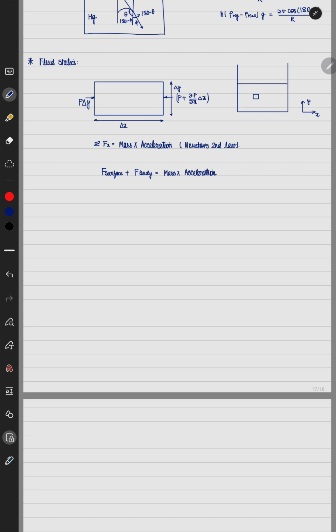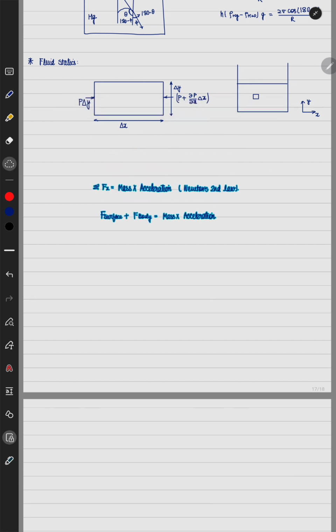This is the pressure at... so let us try to write it further. Okay, let us try to do it in more detail. Okay, what is pressure at x plus delta x?